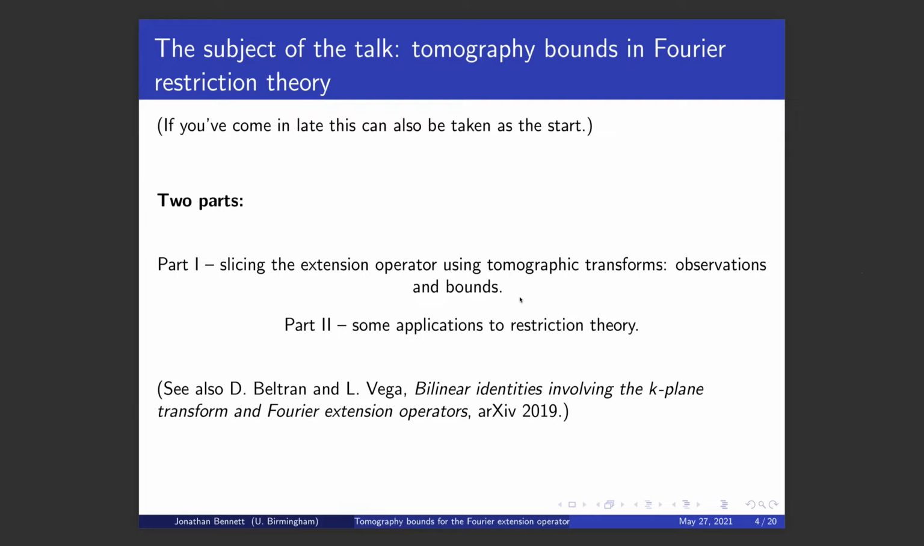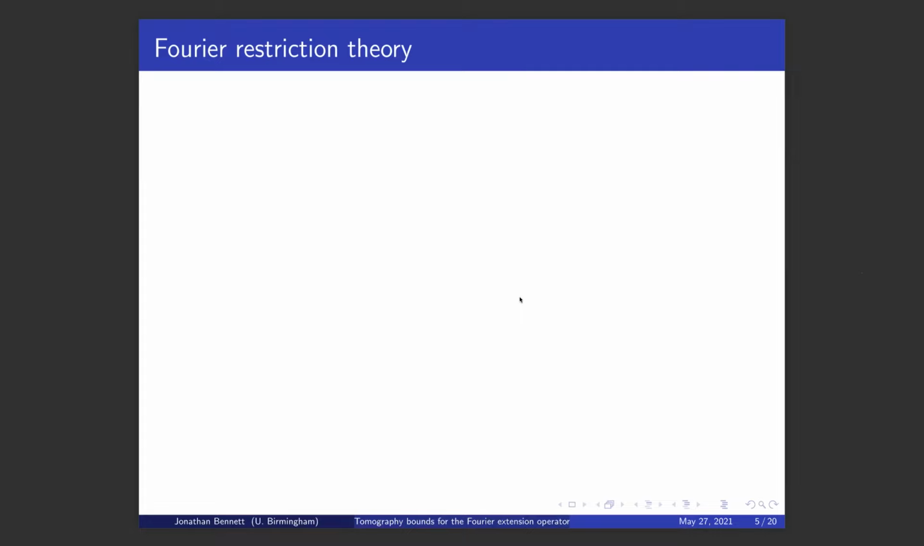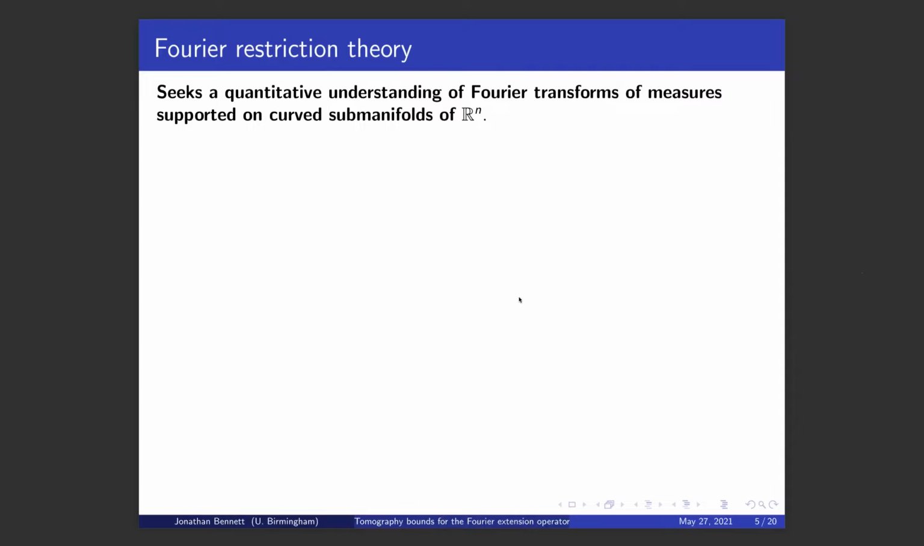Okay, so Fourier restriction theory, what is that? Let me just spend a slide recalling the basic questions and ideas from Fourier restriction theory. So Fourier restriction theory is about understanding the decay properties of Fourier transforms of measures, effectively, where these measures are typically supported on curved submanifolds of R^n.